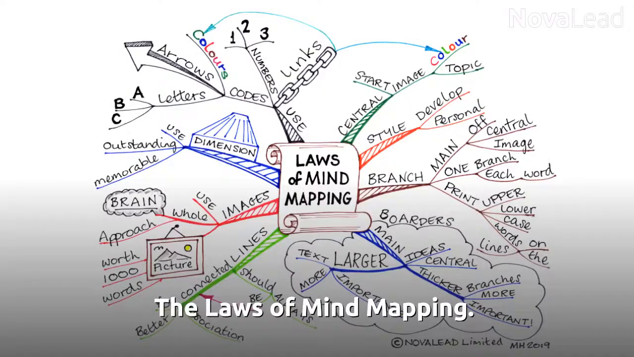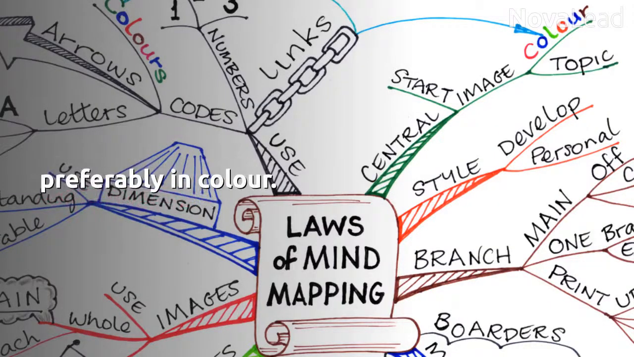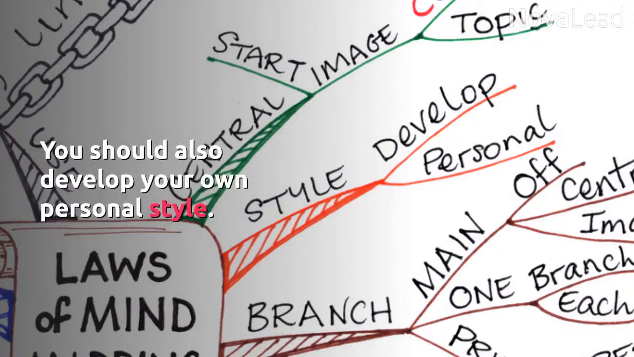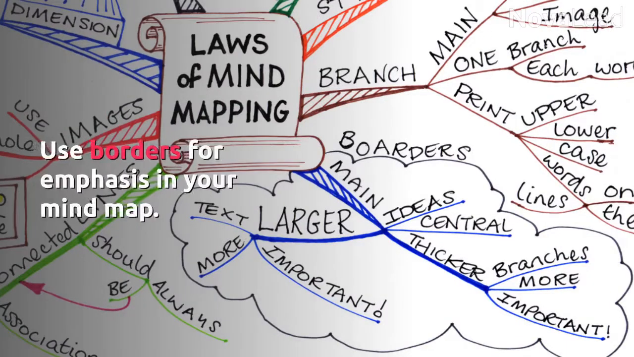The laws of mind mapping. Always use a main central image, preferably in colour. You should also develop your own personal style. Main ideas should always branch off the main central image. Use borders for emphasis in your mind map.